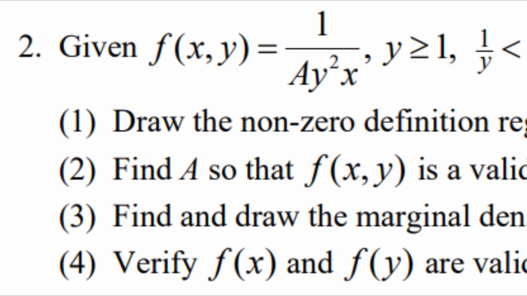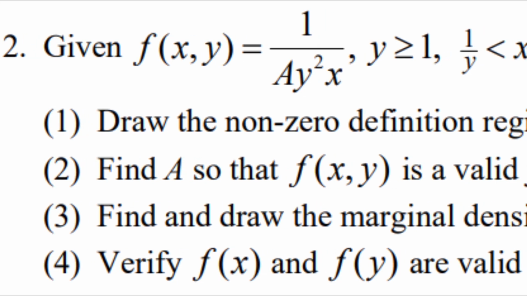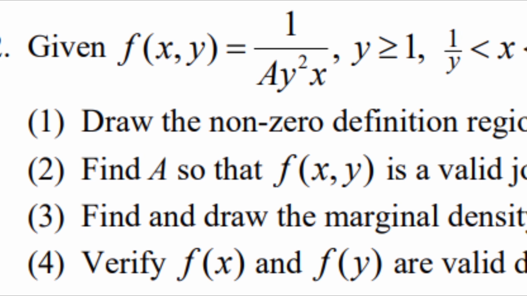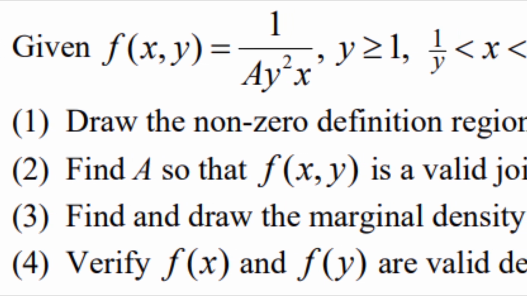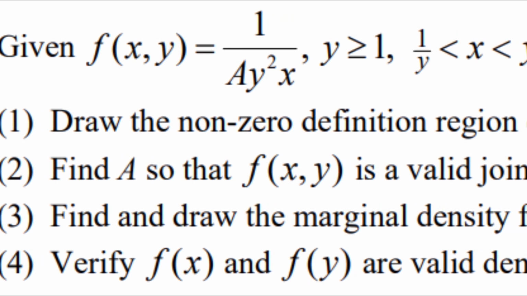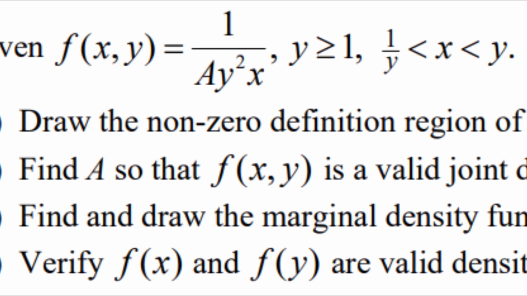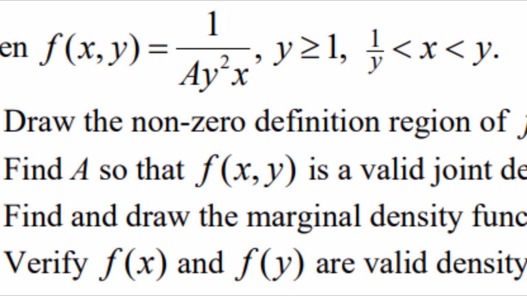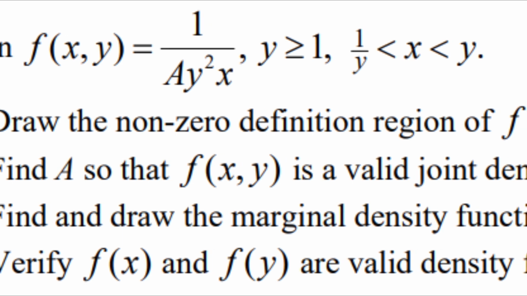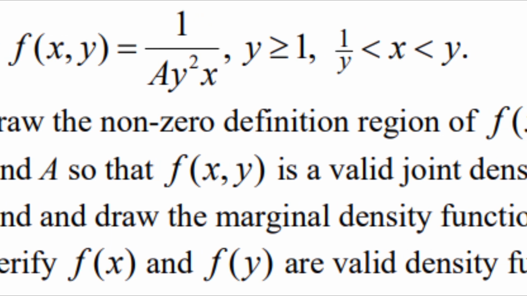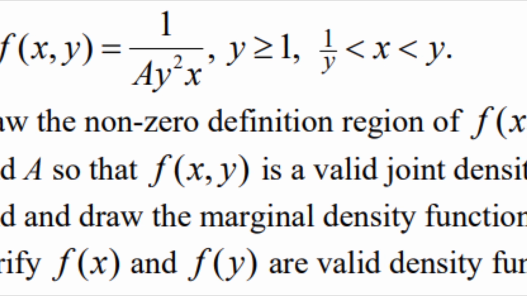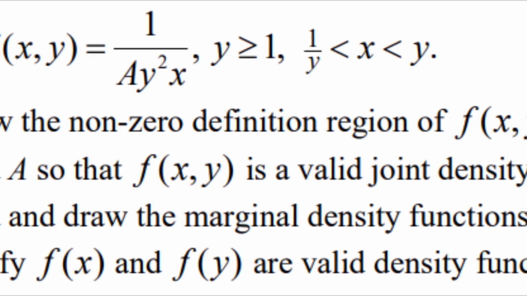The second problem is given f(x,y) equal to 1 over capital A multiplied by y squared multiplied by x, with y bigger than or equal to 1, and 1 over y smaller than x smaller than y.